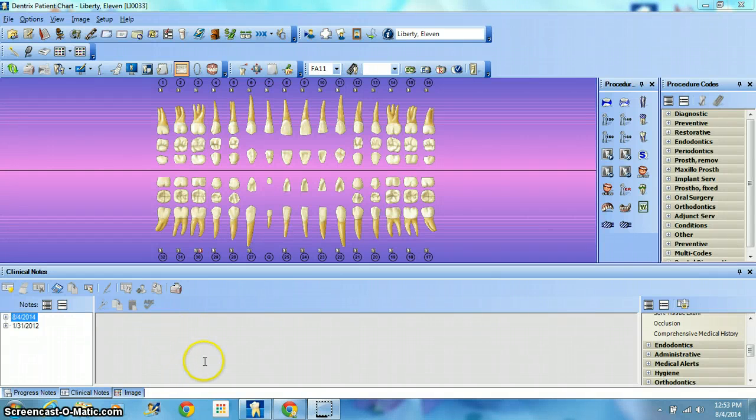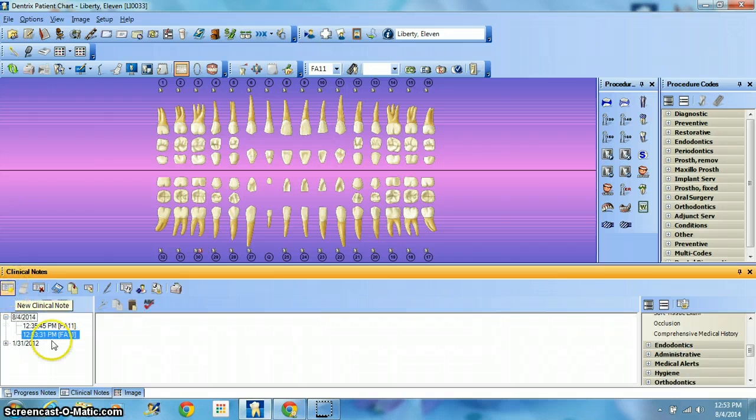Now, when you've given local anesthesia, you're going to need to make a recorded entry in Dentrix, our patient charting system. This screen shows you the chart of Liberty 11, which is one of our sample patients. So you're going to go to today's date, and you're going to click New Clinical Note. See this area where the yellow starburst is. And that'll pull up a new clinic note for the time and date that you click it at.